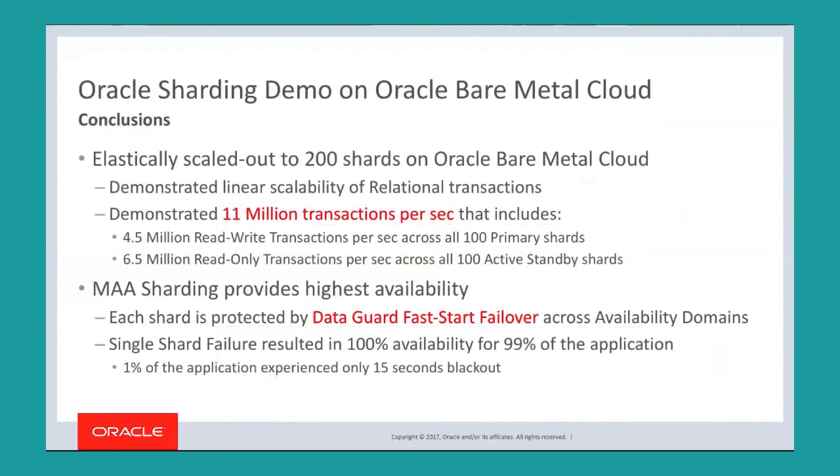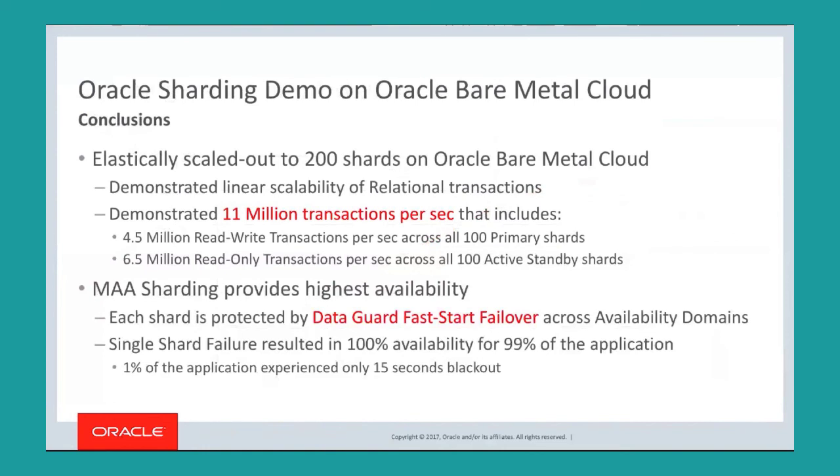We intentionally shut down one of the primaries. And what we observed is there was 100% availability for 99% of the application, and that one shard that is brought down underwent a 15-second failover time in the Oracle Cloud to its standby, right? And this is with 12.2.